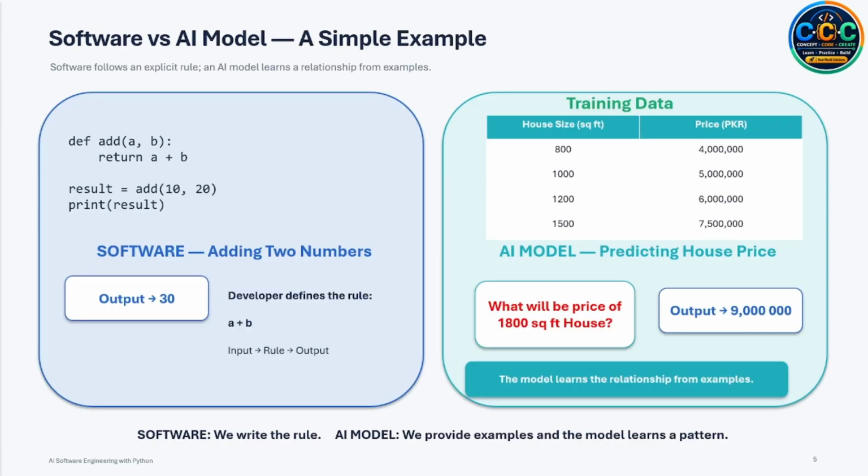A quick example. On the left side, plain code: a plus b always gives you exactly the same result. In this case, when we add 10 and 20, it gives you 30. No ambiguity. On the right side, a model trained on house prices. Ask it about a new house and it gives its best estimate, not a certainty. That shift from writing rules to managing estimates is the core mindset change you need as an AI engineer.